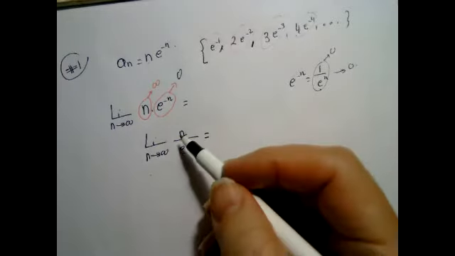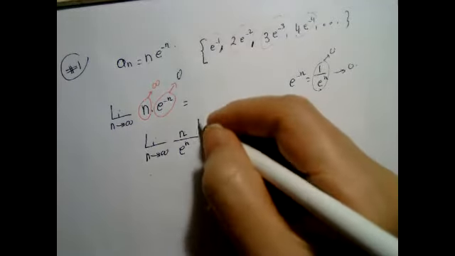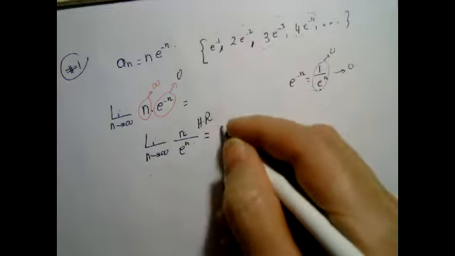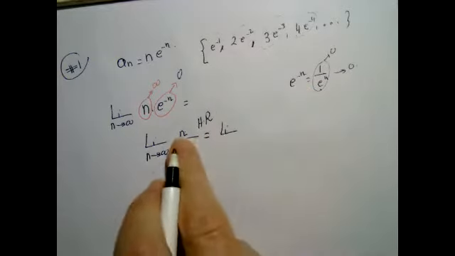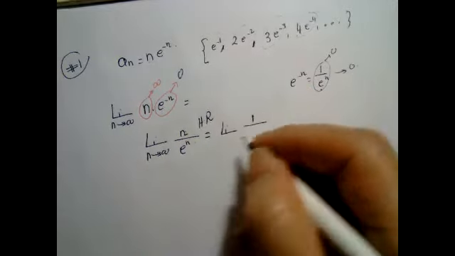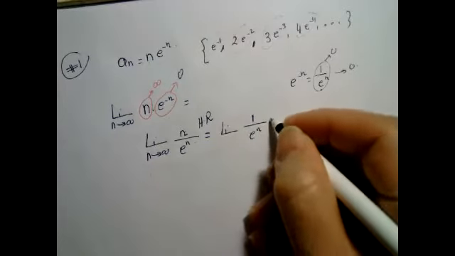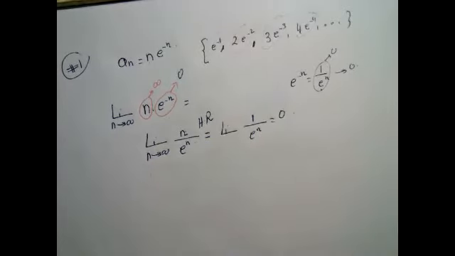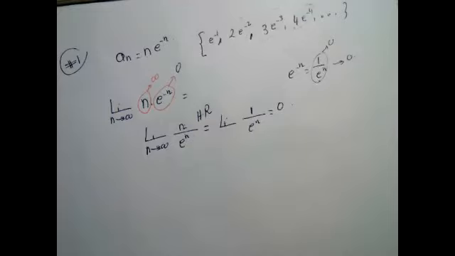Okay. As n goes to infinity, we have infinity over infinity, so I can use L'Hopital's rule. And that will give me the limit. The derivative of the numerator is 1. The derivative of the denominator is e to the n. This is going to be equal to 0. So the limit is equal to 0.